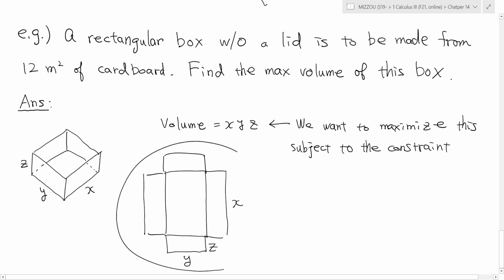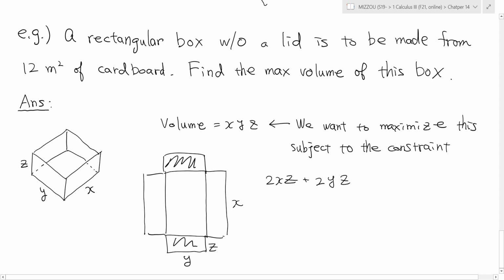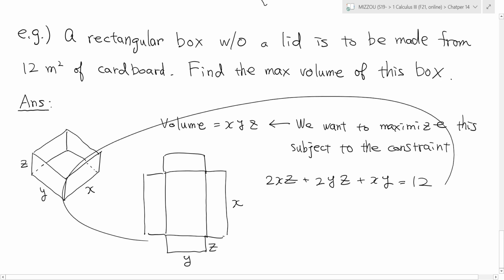Now, the total area here has to be always this much, 12 square meters. So what's that? Well, you can actually compute it as 2xz. So that's this part, and you have two of them, that's why you have two. And then this part has the area yz, and you have two of them here and here, so 2yz. And then the base is here, and the area is xy, and you have only one of them. And then this has to be equal to 12. So this is the question you have to solve.